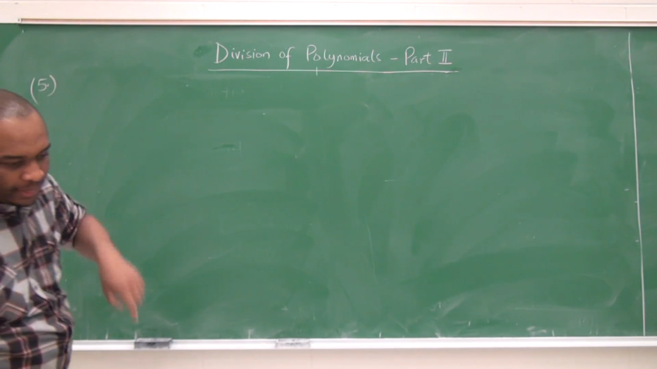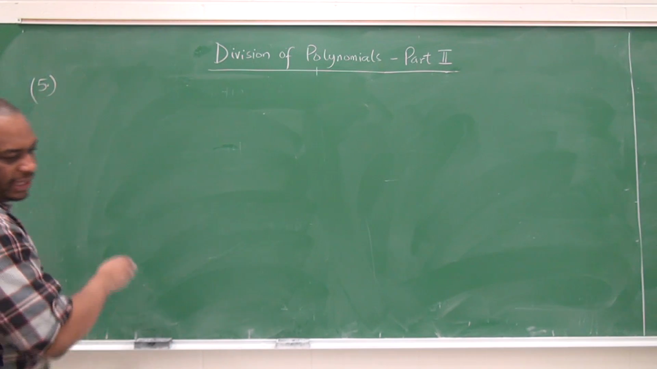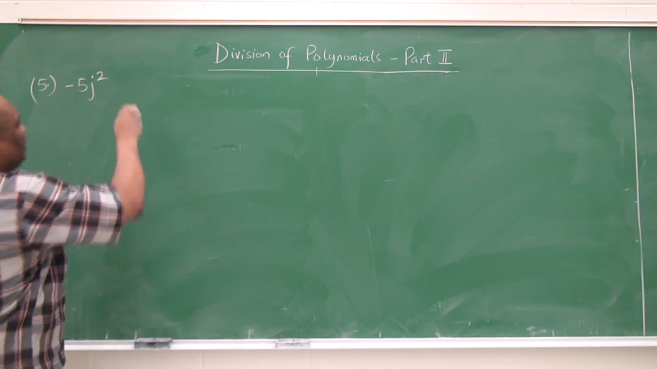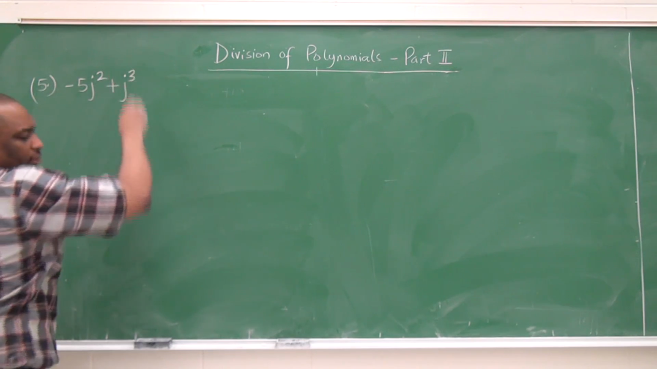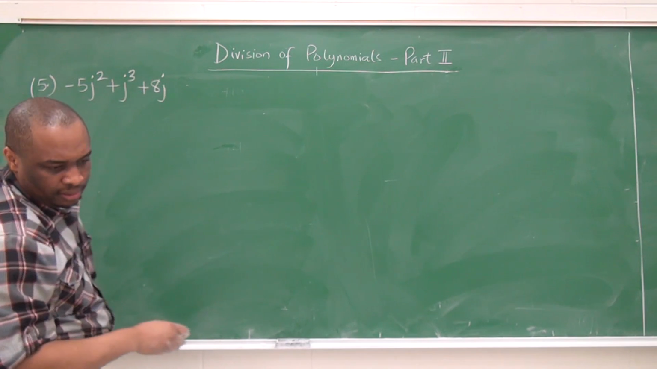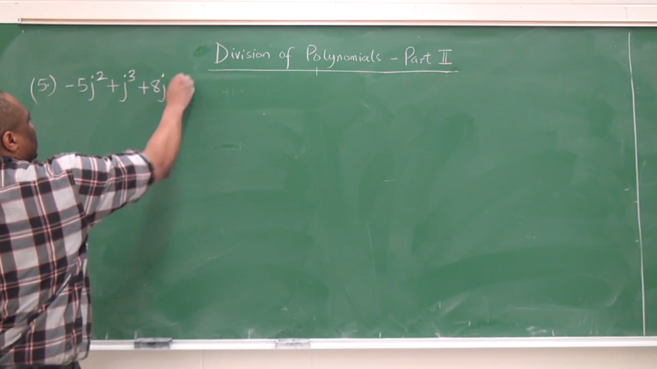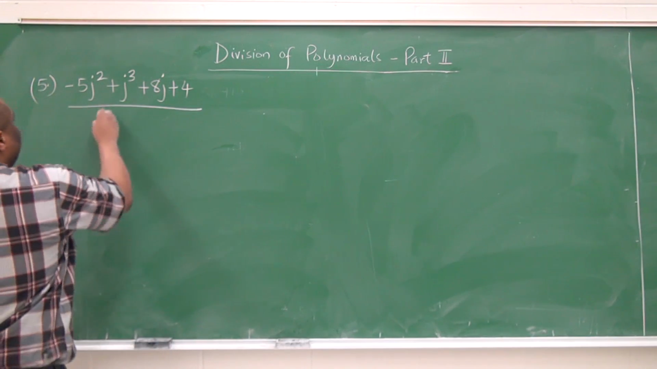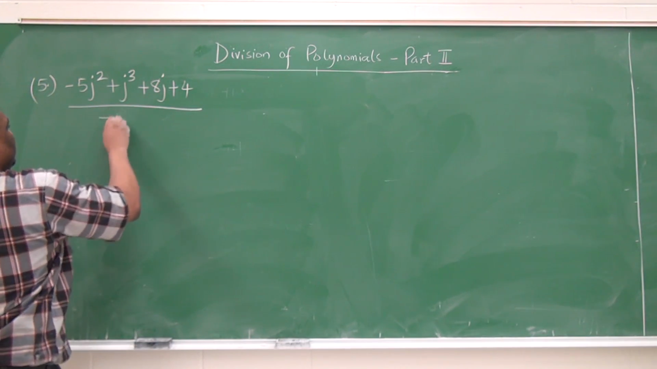Okay. Negative 5j squared plus j cubed plus 8j plus 4 all over negative 1 plus j.